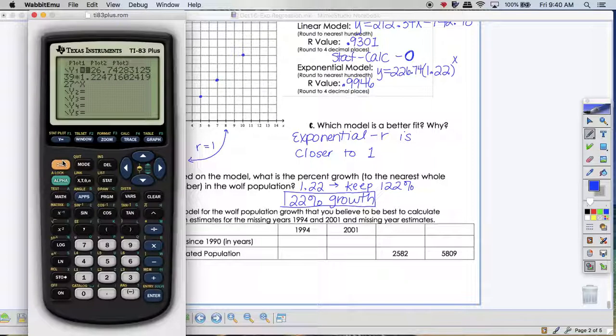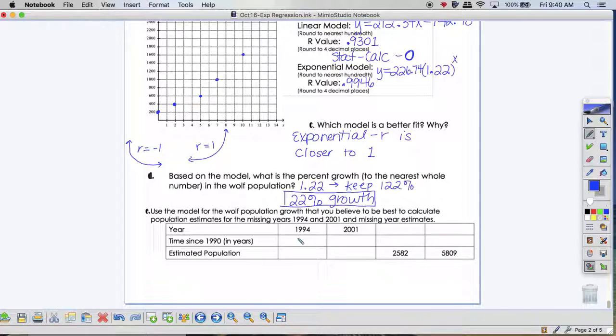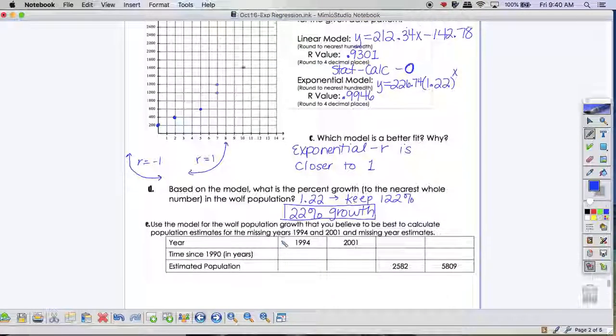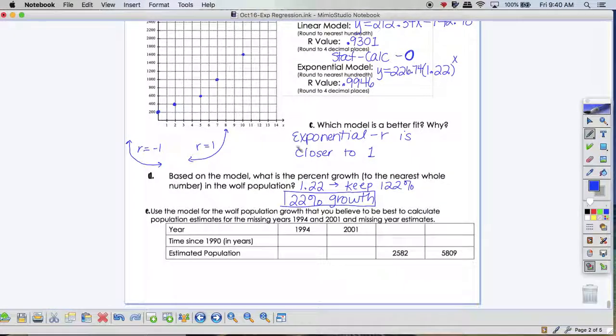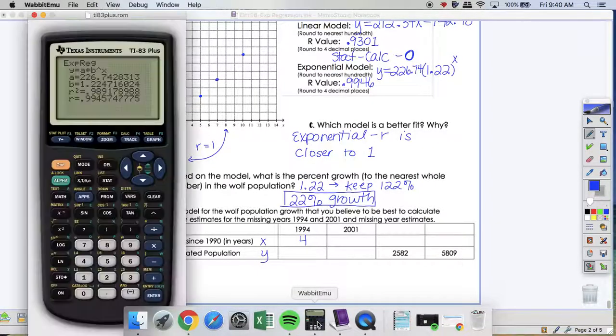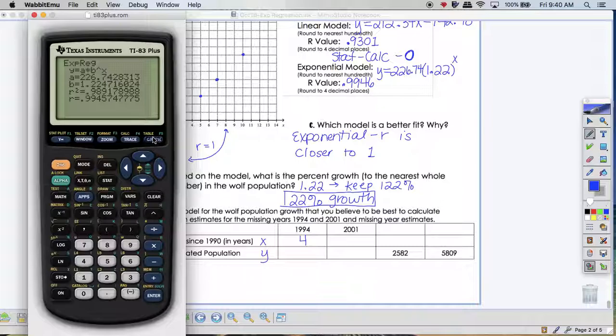y equals for me. So if I'm predicting 1994, the time since 1990, how many years has that been? That has been 4 years. So time since 1990 is x. Let's look in the table, second table, for when x is 4. For when x is 4, I see that it's 510.12.